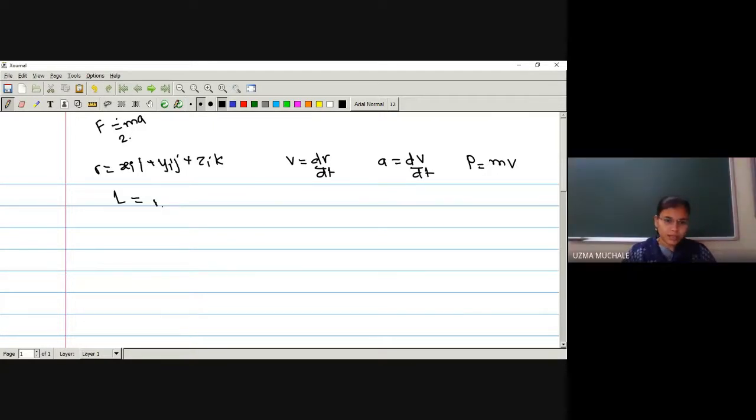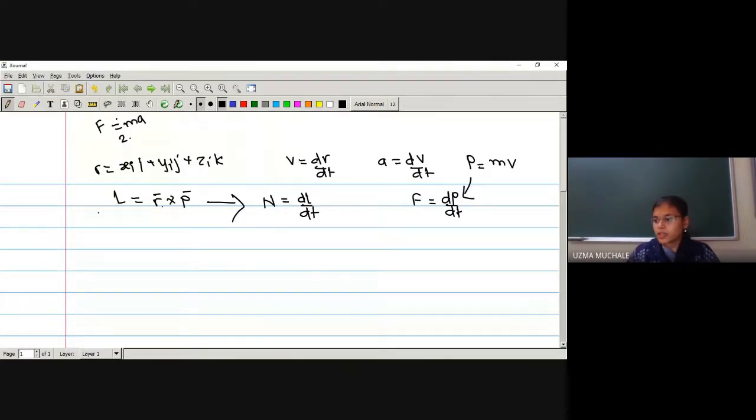Good. R bar cross P bar is angular momentum. Correct. Next, we have seen the torque. N bar is equal to dL bar by dt. And what is the equation of motion? Force is equal to dp by dt. This is related to linear momentum and this is related to angular momentum. Right. These are the basic things we have studied.